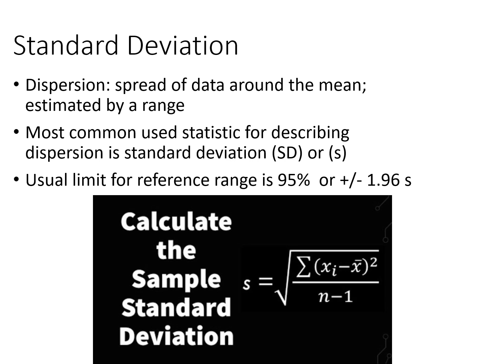Standard deviation. This is a dispersion or a spread of data around the mean from its estimated range. It's a commonly used statistic for describing dispersion. It is called standard deviation. You'll see that labeled as a capital SD or lowercase. Typically within the clinical laboratory, we use the limit at 95%, or plus or minus 1.96 standard deviation. You can see the video down below that will help you understand how to calculate standard deviation.